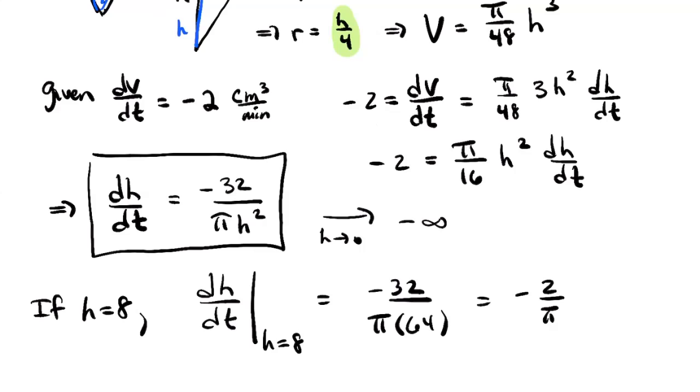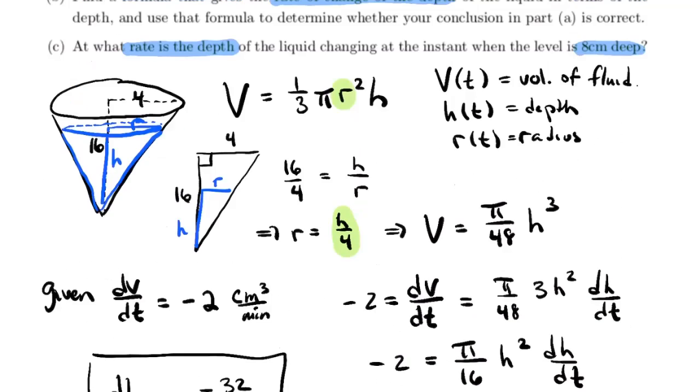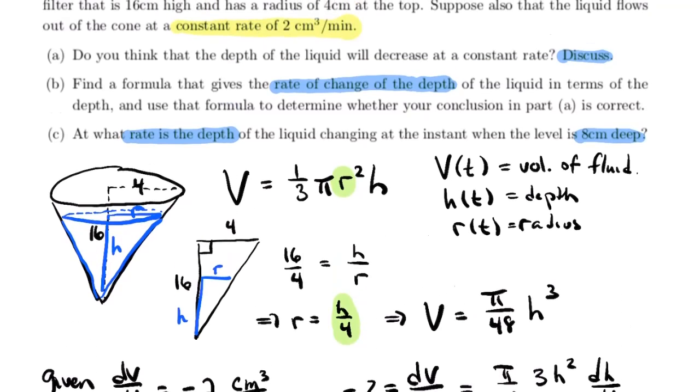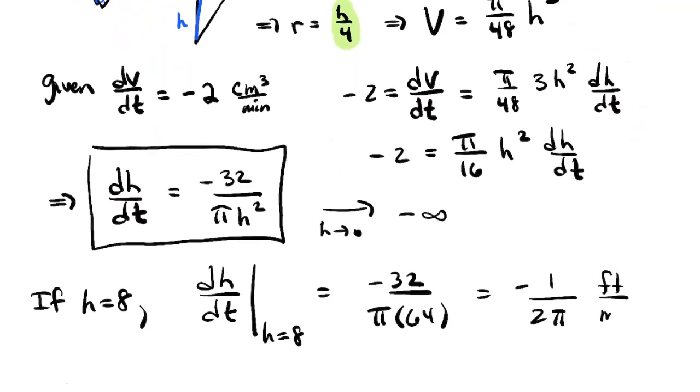And do I have a decimal for that? I don't. And sorry, I have an error. My little pause there was my brain trying to, I knew something was wrong here. It's -1 over 2 pi, excuse me. -1 over 2 pi. And what would the units be? Those units would be feet per unit of time. And we were doing this in minutes. So -1 over 2 pi feet per minute.